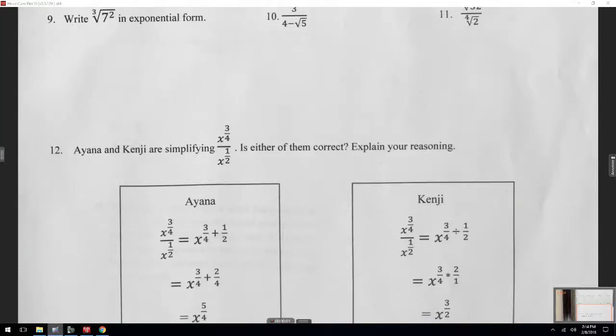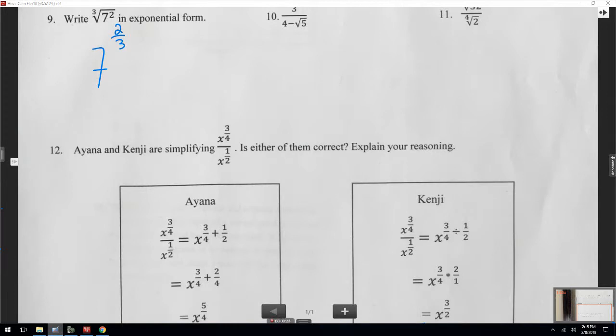Number 9. 7 to the what power? 2/3 power. Very good. You automatically have to know when you see a radical, your exponent's going to be a fraction. Or if you see a fraction as an exponent, you know that it's got to be a radical, okay? All right, what about number 10?